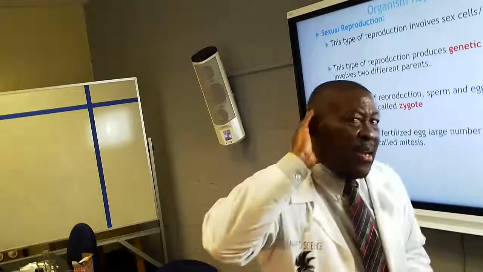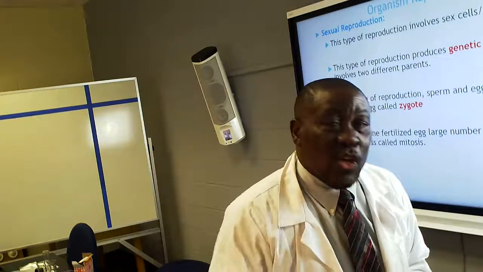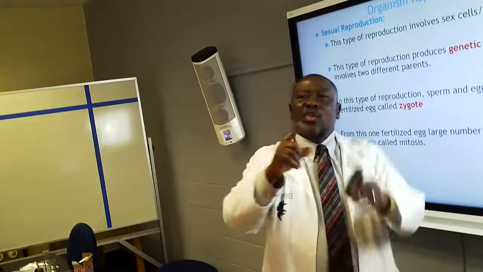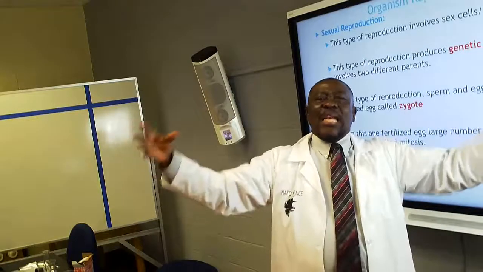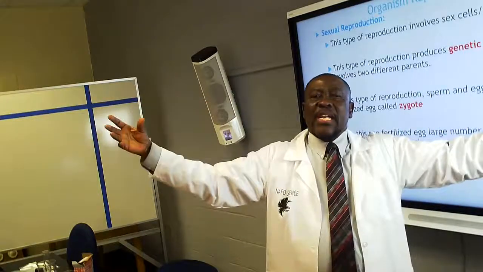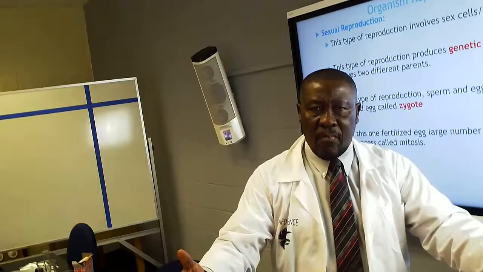So from that fertilized egg, large numbers of cells are then produced. So you started with how many cells? How many cells do you have today? Trillions. So guess what? That one cell is going to divide to form 2. And those 2 cells are going to divide to form 4. And those 4 are going to divide to form 8. So you have an exponential growth of cells.